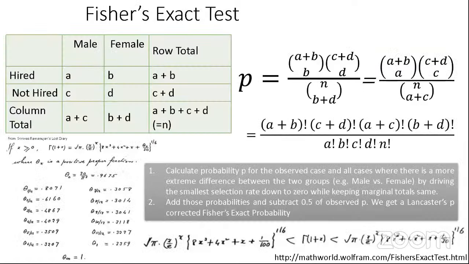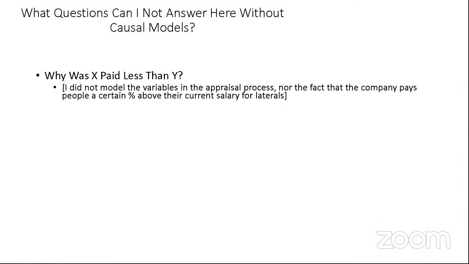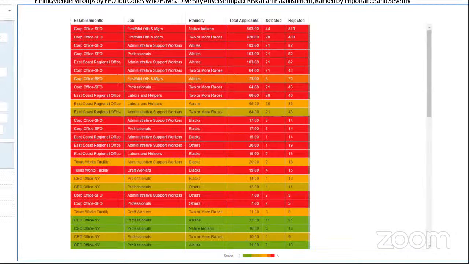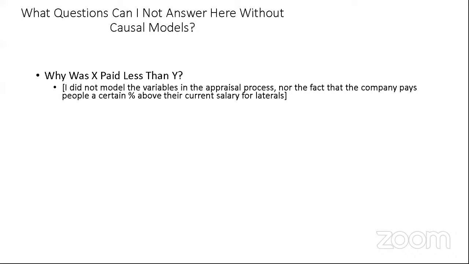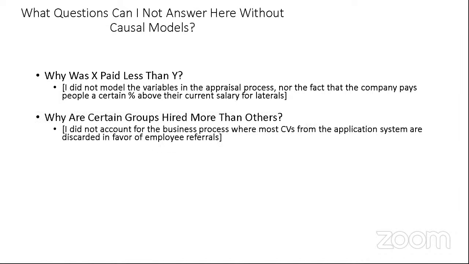Now, what questions cannot be answered using these models? So we talked about salary and so on. I can find how much discrimination there is, but I can't tell you why X was paid less than Y, because I did not model the variables in the appraisal process. All I had was how many people are getting more salary, how many people are getting less salary. That's all I have. So that cannot tell me anything. Or it doesn't even tell me that the company pays people a certain percent above their current salary for laterals, meaning internal employees don't get as much.